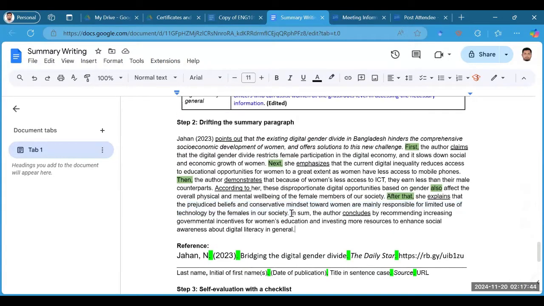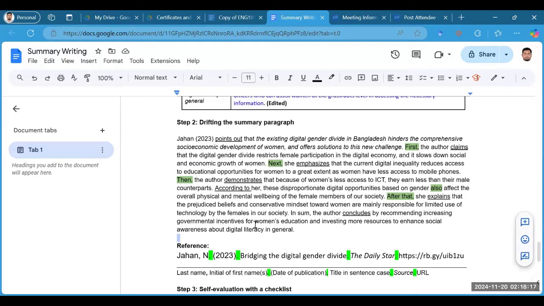Now I have the last paragraph's main idea, which is the concluding paragraph. So I want to conclude the summary with this particular paragraph's main idea. So I wrote: in sum, which is a linking word, not a transition, it's a linking word basically. The author concludes by recommending, because we know that the last paragraph is where the writer was giving a recommendation or suggestion.